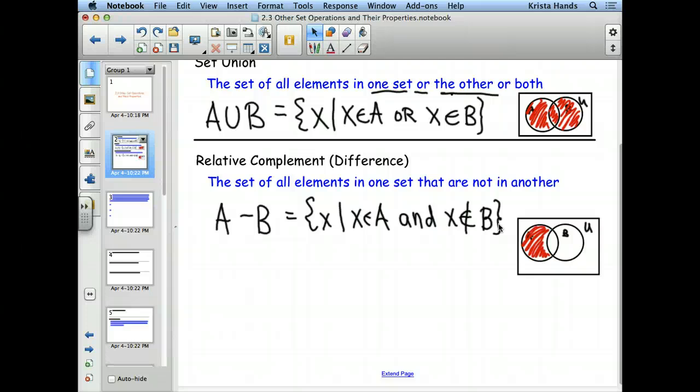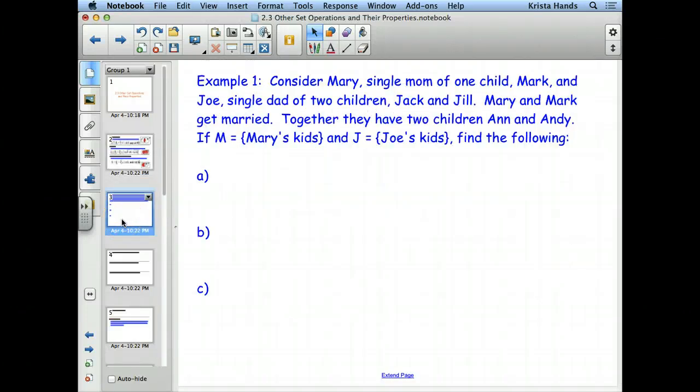And what we're going to do next is actually do a problem with some context on how this sort of works out. And the context is going to be a blended family, okay? So consider Mary, single mom of one child, Mark, and Joe.